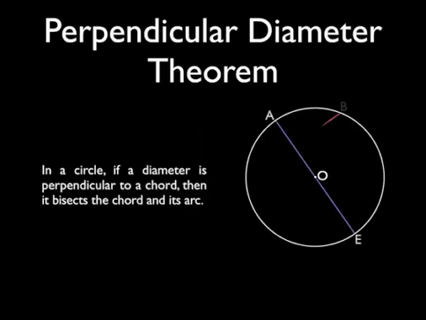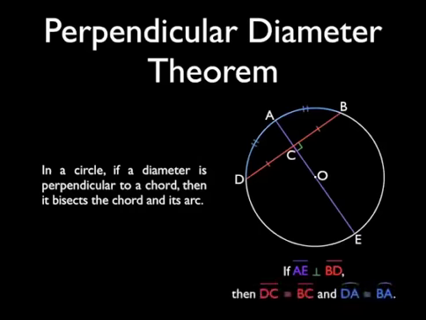So if segment AE is perpendicular to segment BD, then segment CD is congruent to segment CB, and arc DA is congruent to arc BA. Believe it or not, this is going to be pretty easy to prove using congruent triangles. Imagine that. So let's draw in our radii.